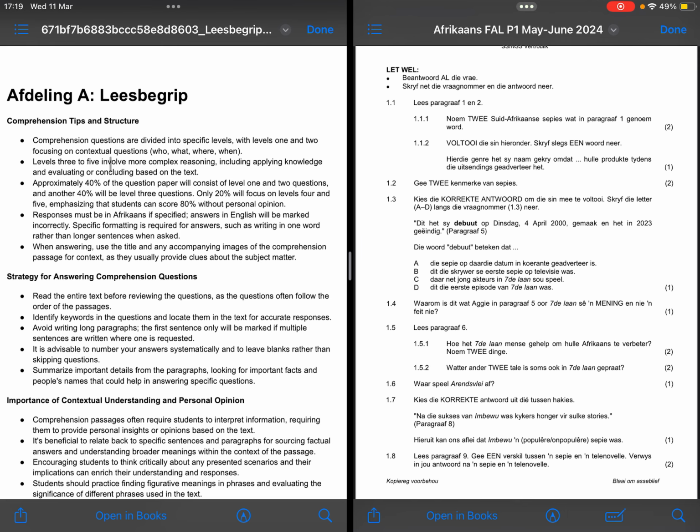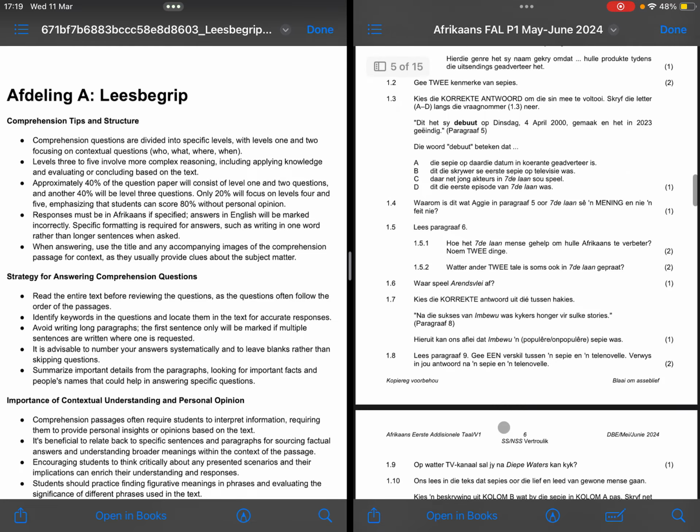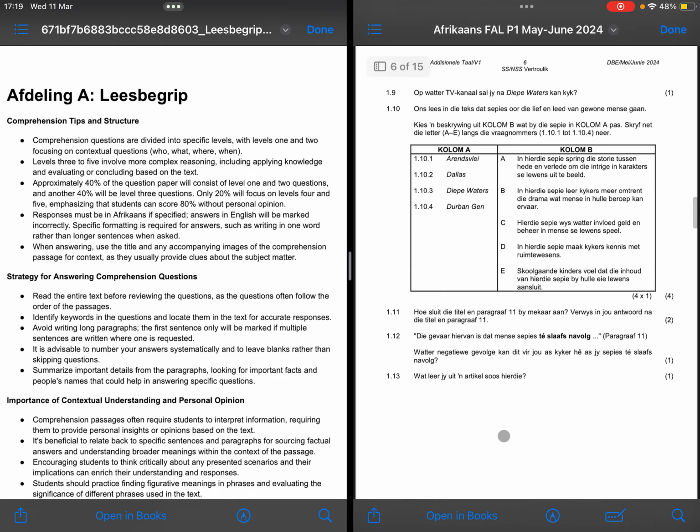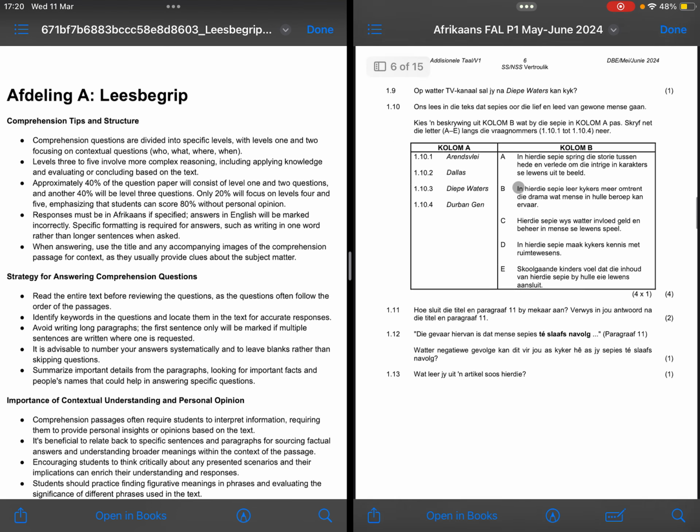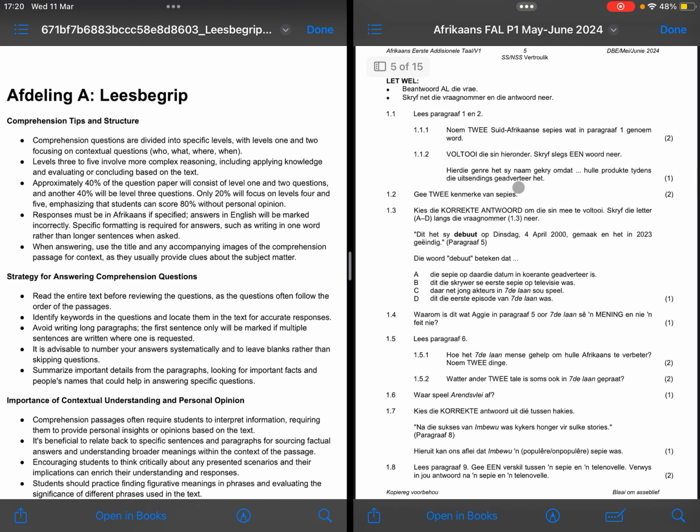The next levels, 3 to 5, involve more complex reasoning, including applying knowledge and evaluating or concluding based on the text. So this is where you have to use a little bit of higher reasoning. So let's say in the later questions, these questions, they require a bit of interpretation and a bit of higher reasoning. So that's basically how it's going to be structured most of the time. The beginning, you can look at the questions, they'll tell you where to find the answers.